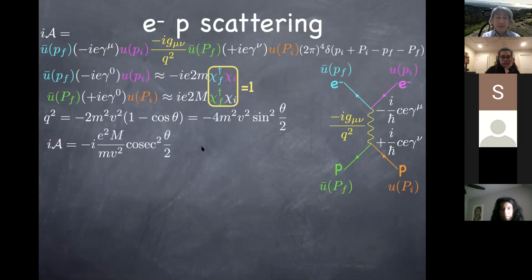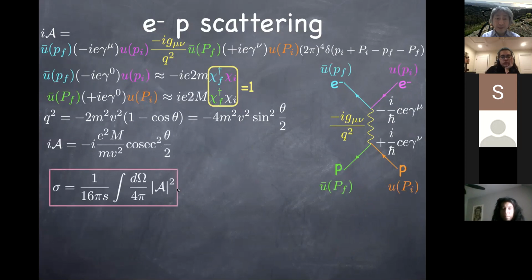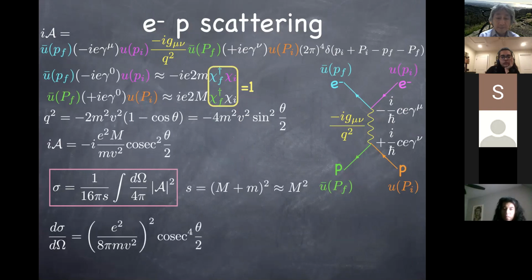So here is the amplitude, which we computed. So Q squared is downstairs. That's why sine squared turns into cosecant squared. And I square this Feynman amplitude to put that into this simple master formula for the cross section. So you have this solid angle integral. So the differential cross section d sigma d omega then comes out to be this.